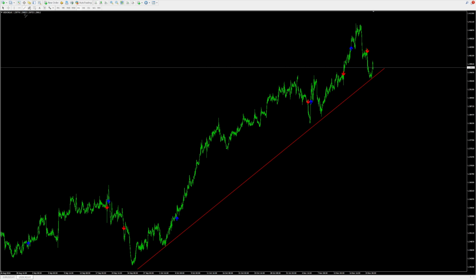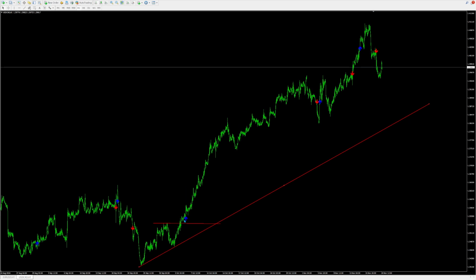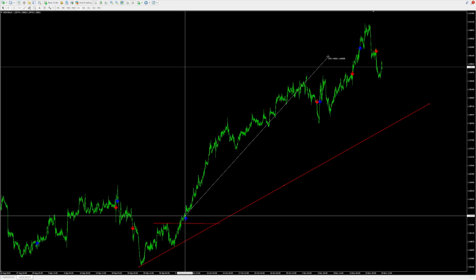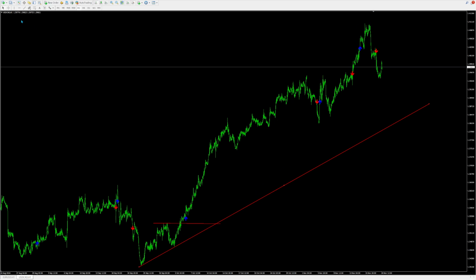What we had around here is a breakout of this level of resistance. The market is making these higher lows. We had a breakout of the resistance level there, so the market started moving upwards, and this blue arrow there, fair enough, could have been a good trade had we taken that. It had a potential of over 500 pips.